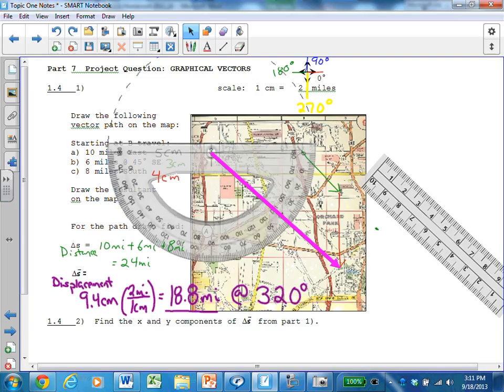Now the next thing it says is find the x and y components. So we're going to do that tomorrow. We haven't talked about that in the video yet.